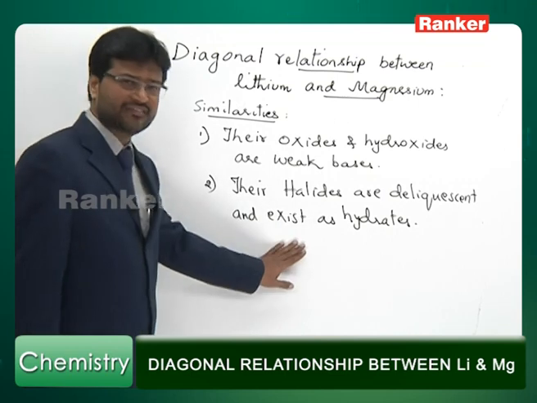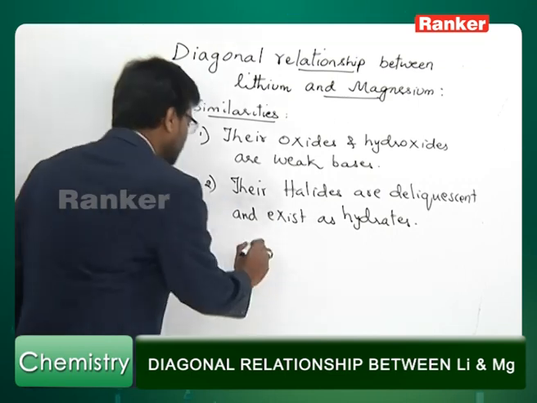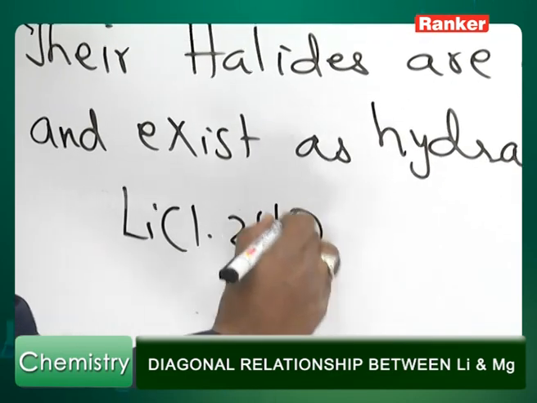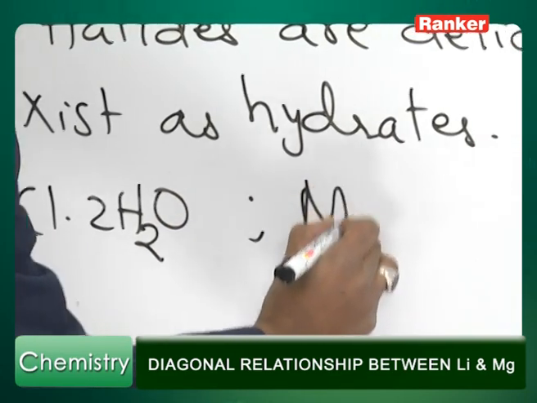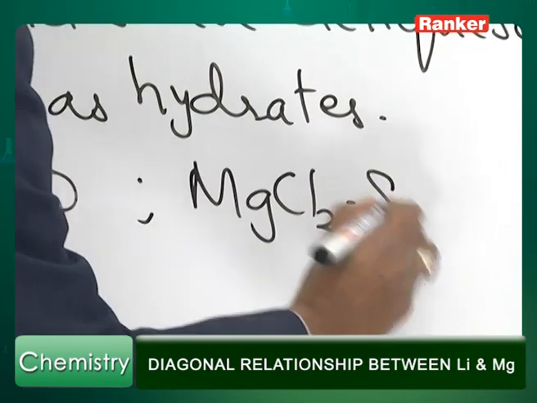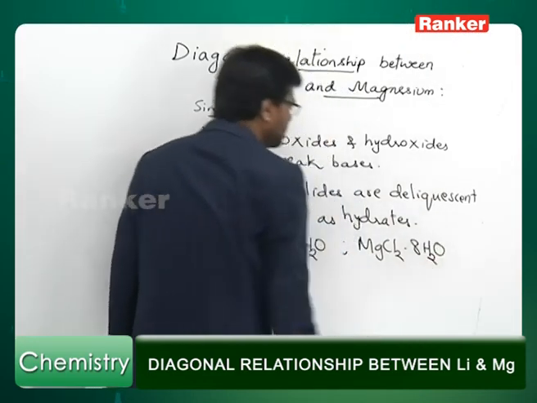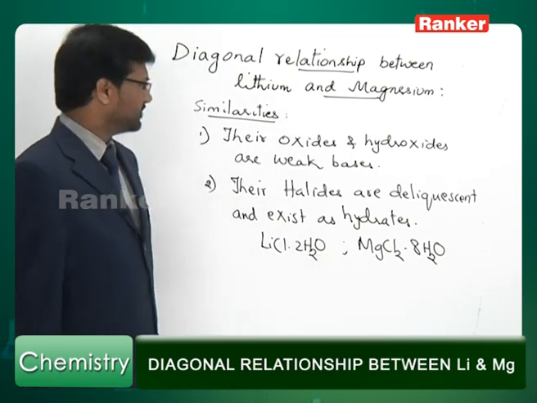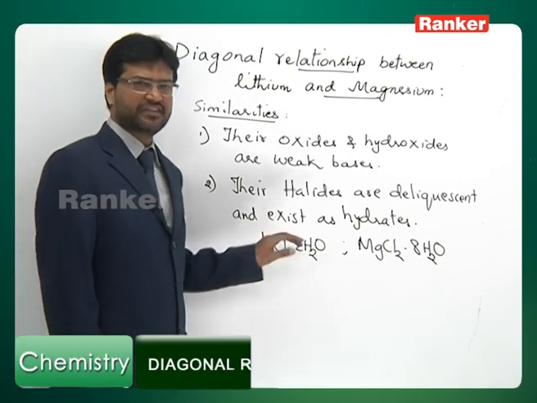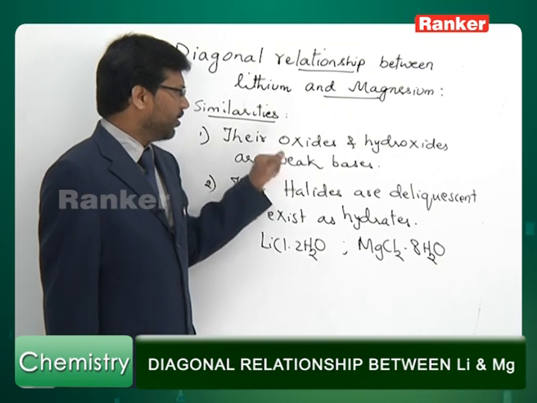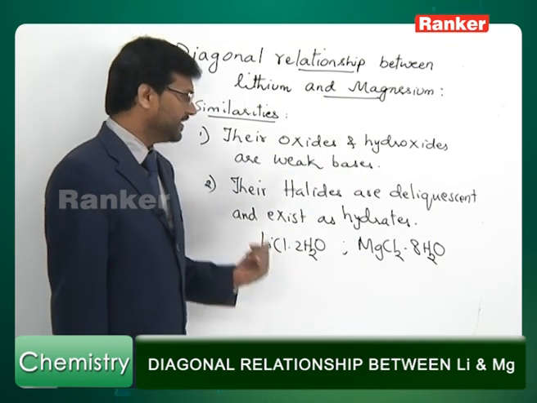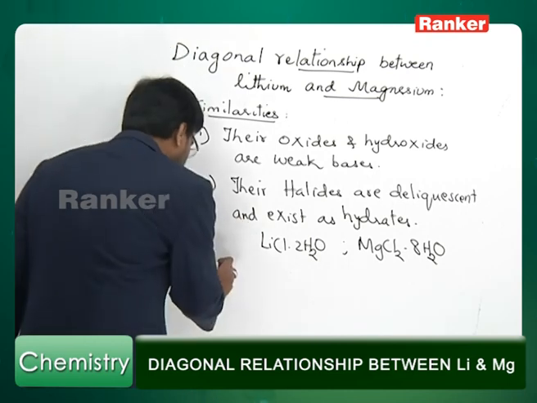MgCl2.8H2O, LiCl.2H2O. Look at this formula: LiCl.2H2O, MgCl2.8H2O. Their halides exist as hydrates. Their halides are deliquescent. Look at the similarities. Their oxides and hydroxides are weak bases. Their halides are deliquescent and exist as hydrates.